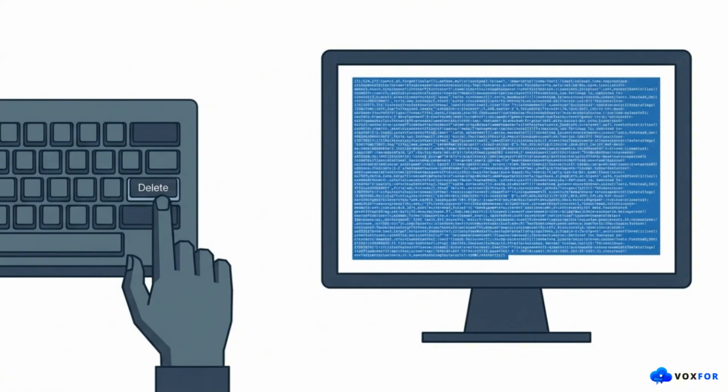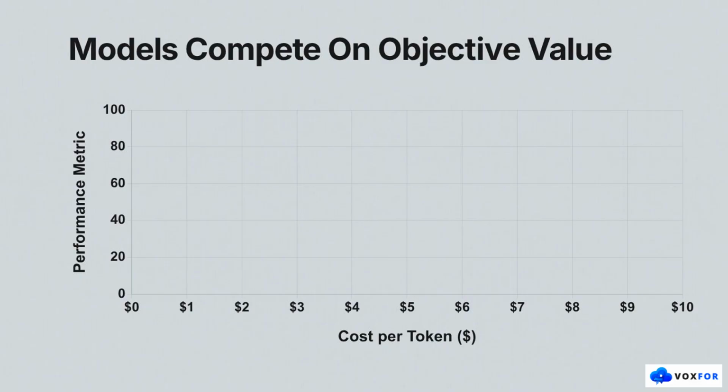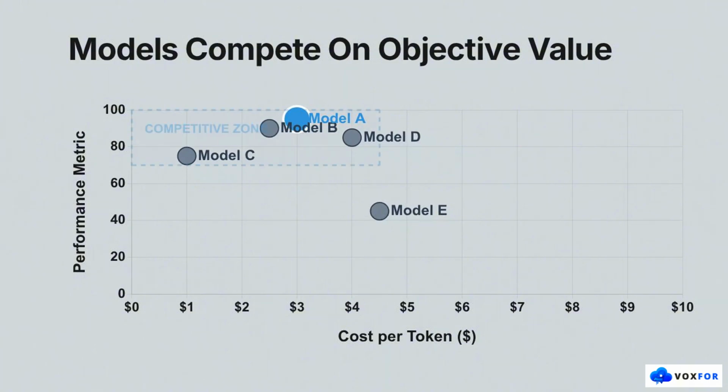Standardization removes the friction of switching. AI providers can no longer rely on unique integrations to keep users captive. Instead, they have to compete directly on their actual per-token price and performance metrics.